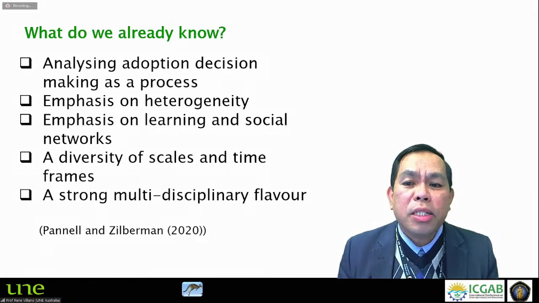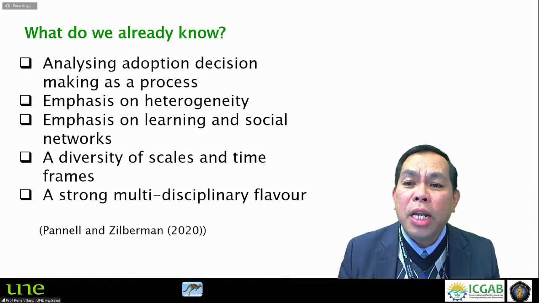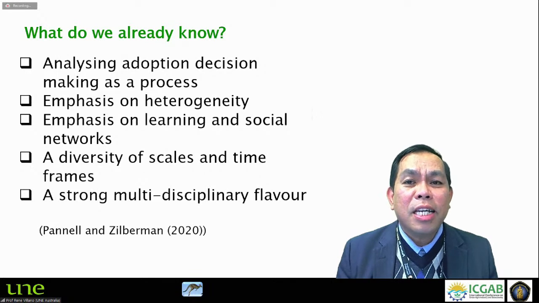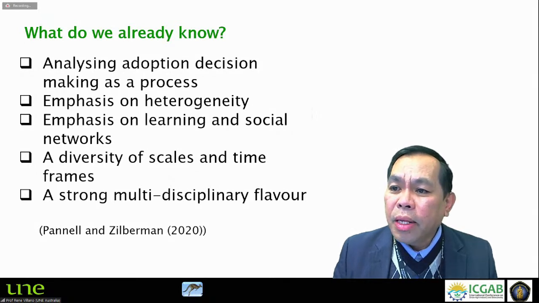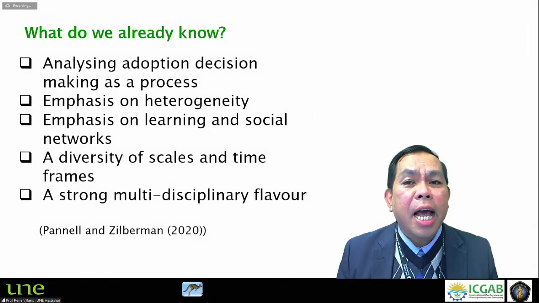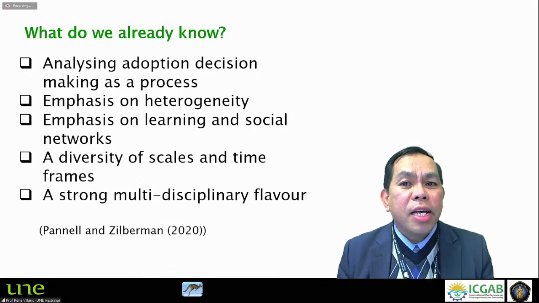So there's some learning process that would take to reduce that uncertainty. And that would actually highlight and emphasize the role of social networks and learning in order to avert some of those uncertainties. A diversity of scales and time: there are several studies that have been conducted in many areas of the world in different times.